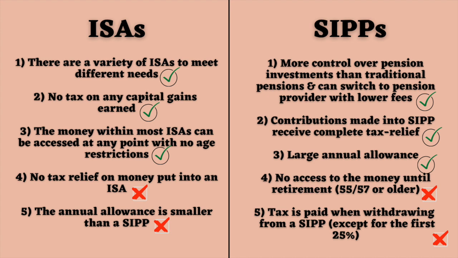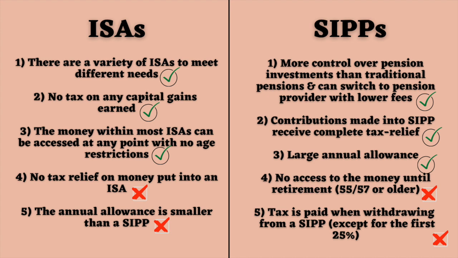So now I'm going to go through some top pros and some top cons of these types of accounts and why one type of account may work better for you in certain circumstances. However, I do want to point out that it doesn't have to be an either-or situation. You could very much have both an ISA or ISAs and a SIPP. There are a variety of ISAs to meet different needs.